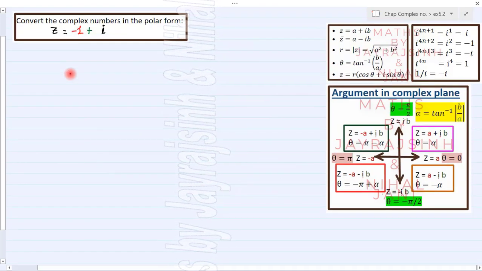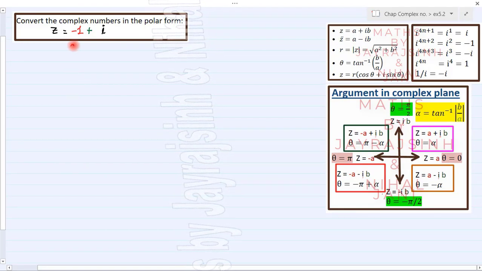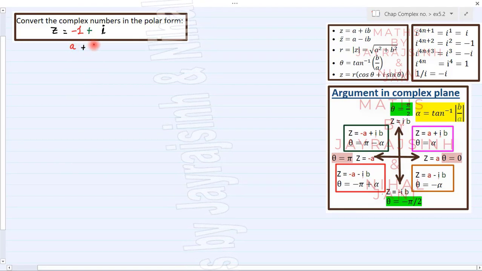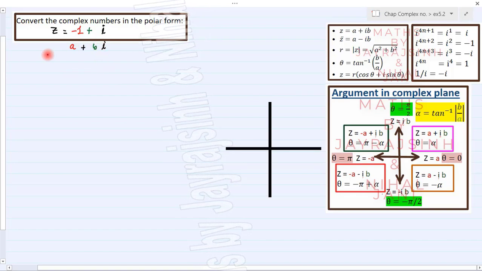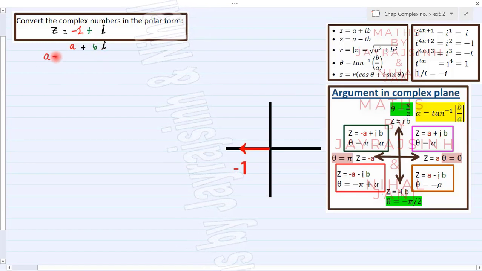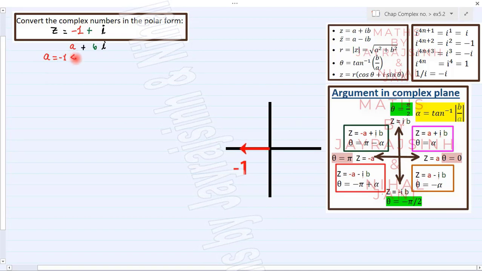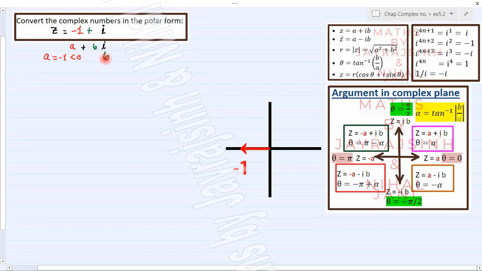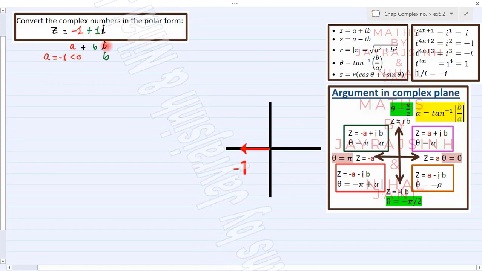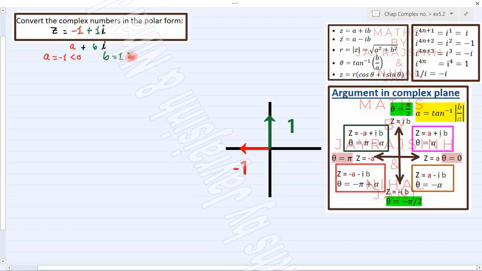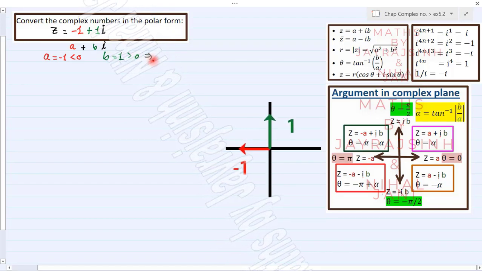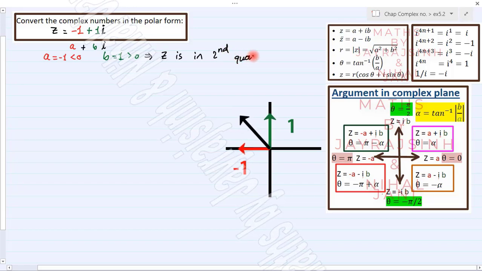We have to convert our complex number in the polar form. It is already in the standard form of a plus bi. So we can say the real part is minus 1, which is less than 0, and imaginary part, which is the coefficient of i, is 1, which is greater than 0. So your z is in second quadrant.